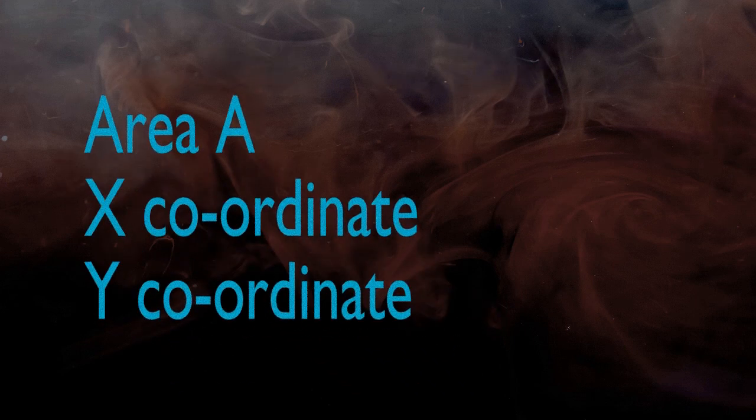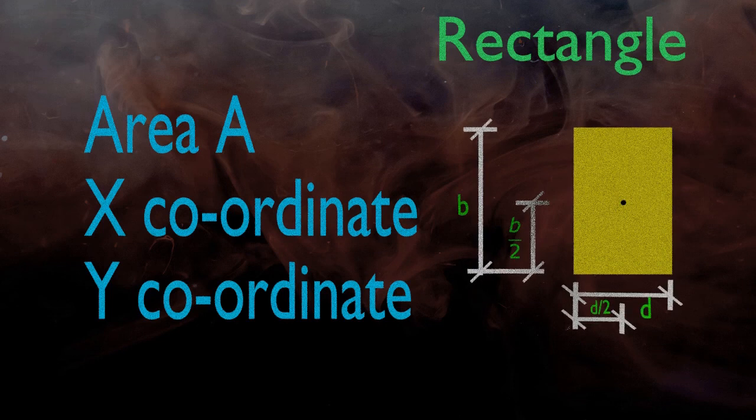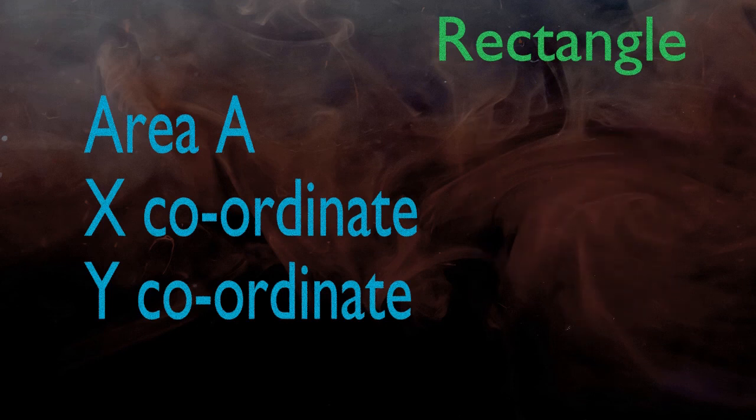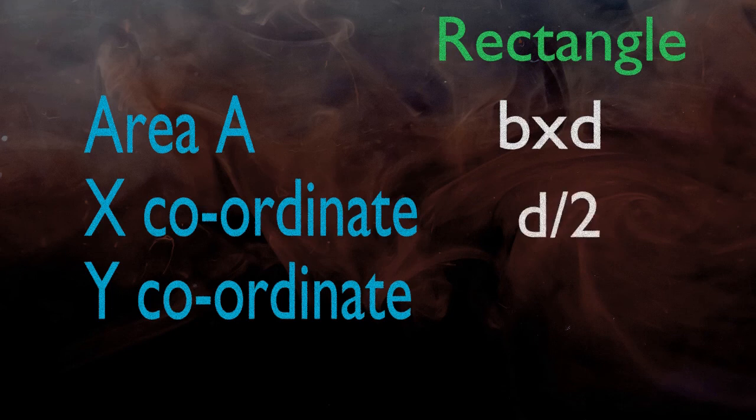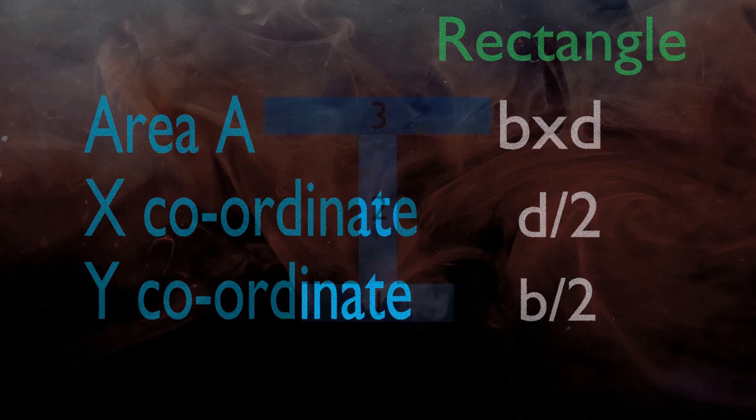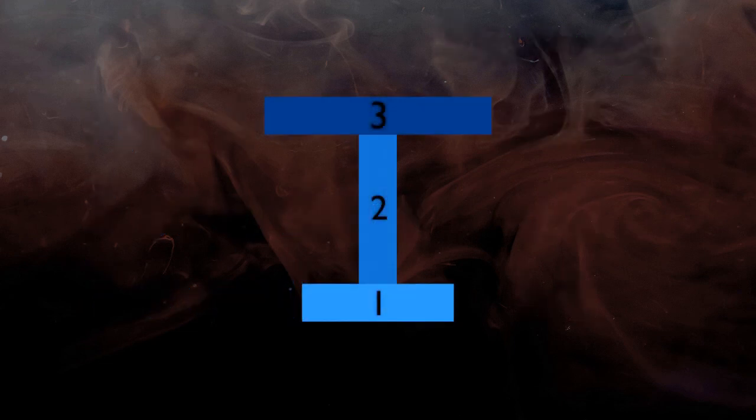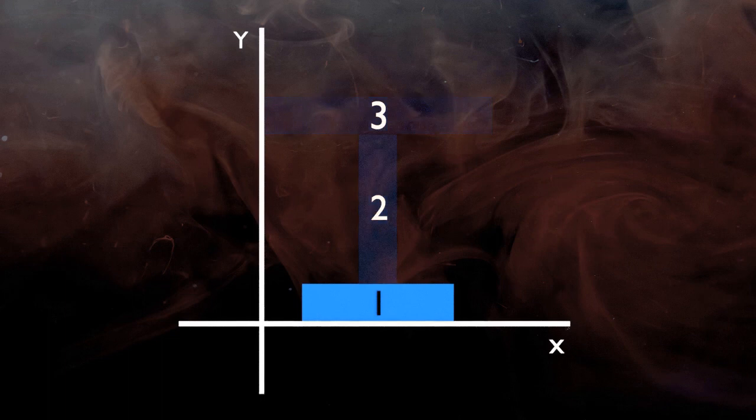In our case, there are 3 divisions and all of them are rectangles. So in general, area of rectangle is width multiplied by depth and centroid coordinates are b by 2 and d by 2 depending on the position of the rectangle. Also here all dimensions are in centimeter, so unit of area will be centimeter square and unit of x and y coordinates will be centimeter. Now let's find it out for rectangle number 1 or the bottom flange. Right now we will just focus on the bottom flange and ignore the other two rectangles.